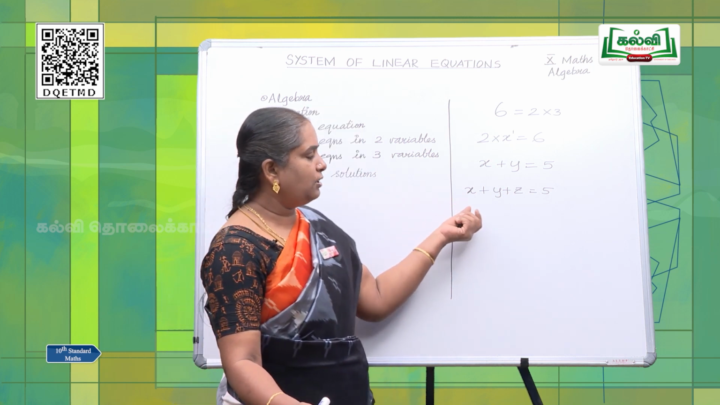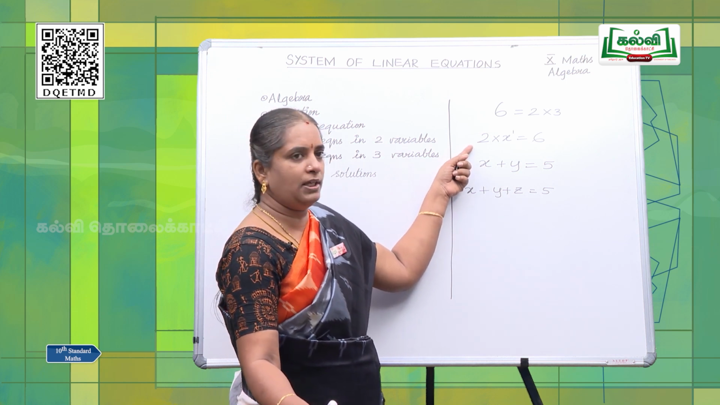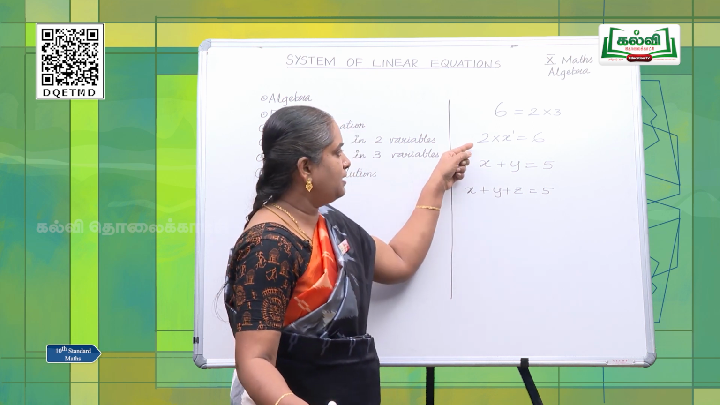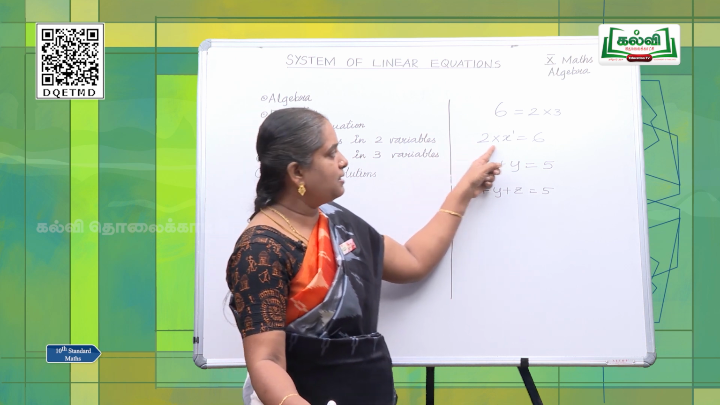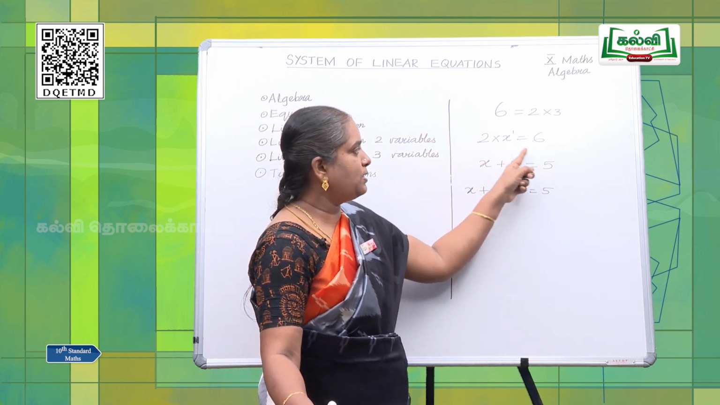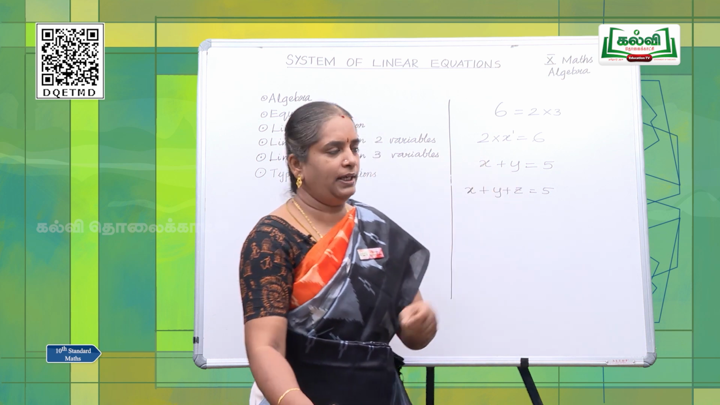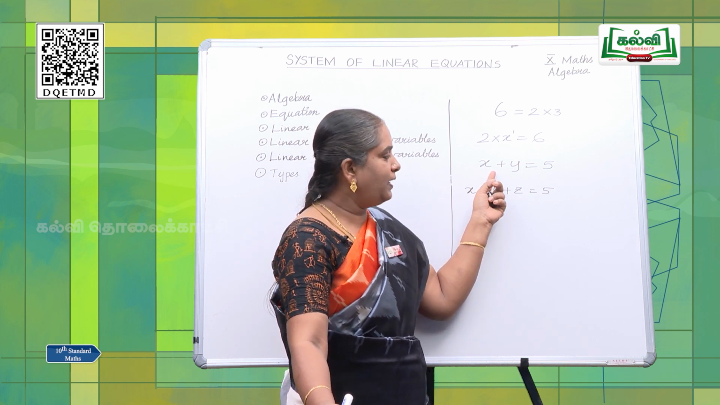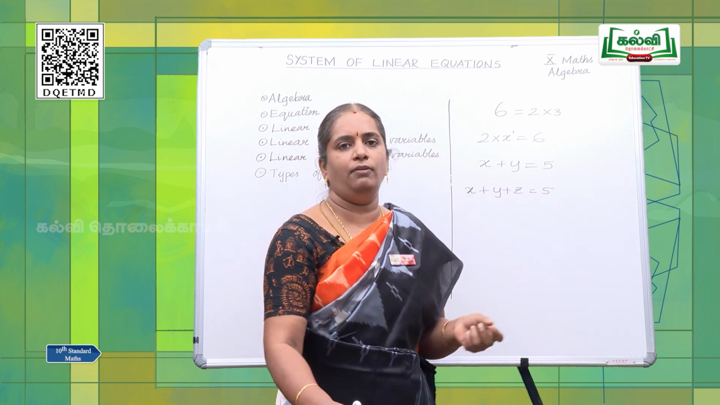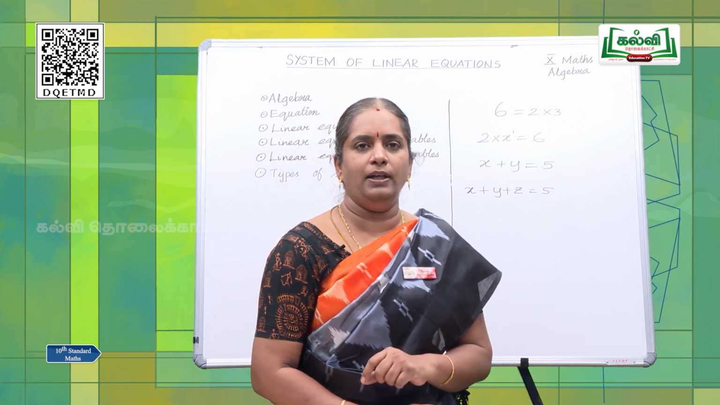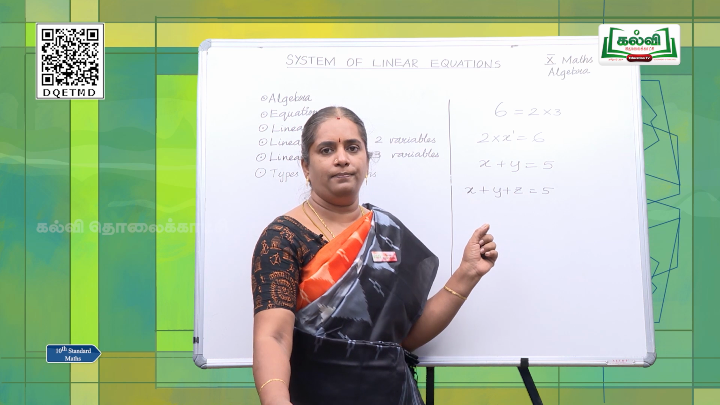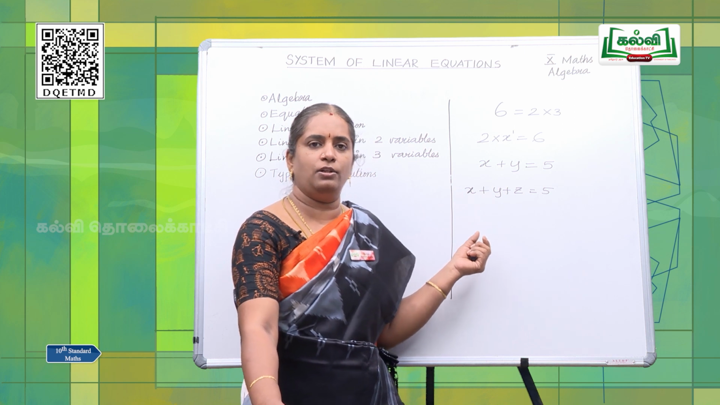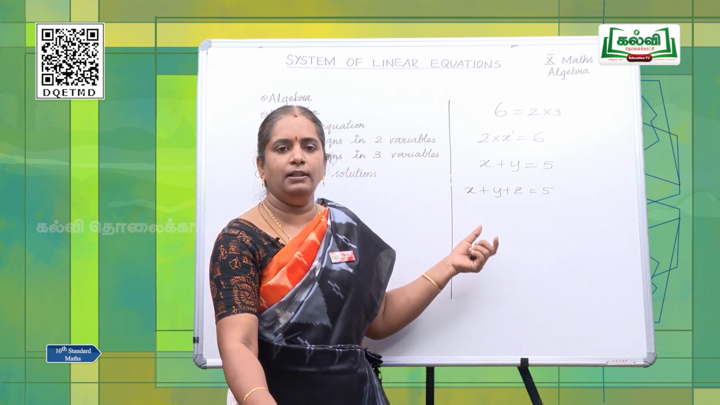To find the solution in a one variable equation, we need only one equation, that is enough. That is, we can say that the value of x in this is 3. Dividing both sides by 2, we will get x is equal to 3. But here, we can't say the solution as such, because we need one more equation. If we have two equations, we will have the solutions for two variables. And if we have three equations, we will get the solution of those three variables in the space.